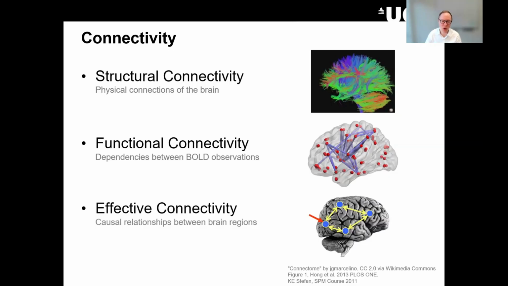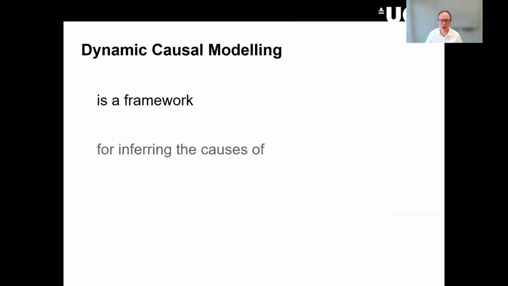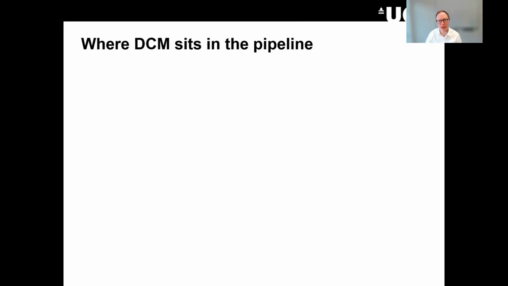Effective connectivity are the causal relationships, the effects that brain regions have on each other, and necessarily you will find arrows on those connections because these connections are directed. Dynamic causal modeling is a framework for inferring the causes of neuroimaging data. You've already learned a lot about the SPM pipeline, so let's see where it fits in.